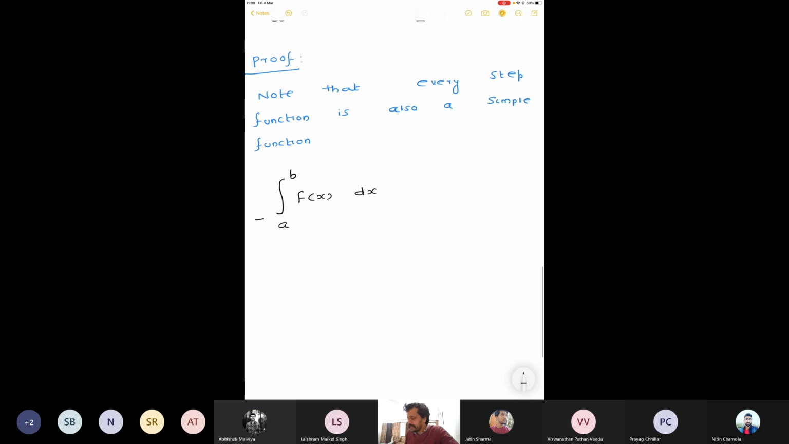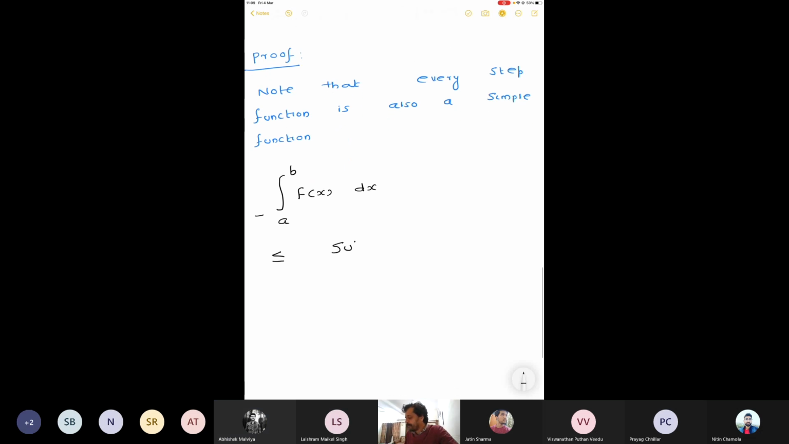So this will be less than or equal to the supremum of the integral over phi dm, where phi is less than or equal to f. Do you agree? Yes, sir. Because the lower integral a to b f x dx is obtained by approximating f of x in each subinterval with a constant, and that constant is the infimum of f of x. That means instead of integrating f of x, you are integrating a particular step function.